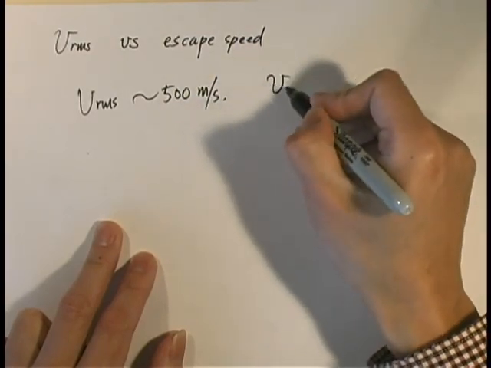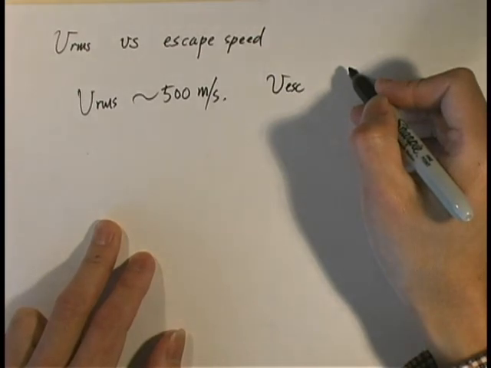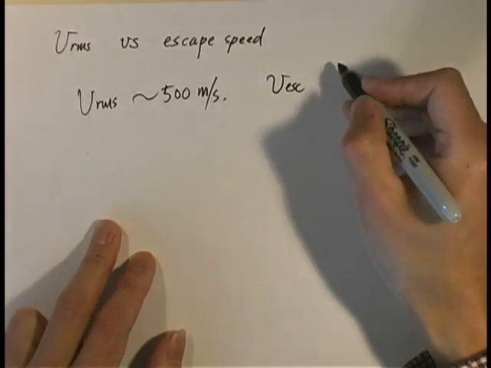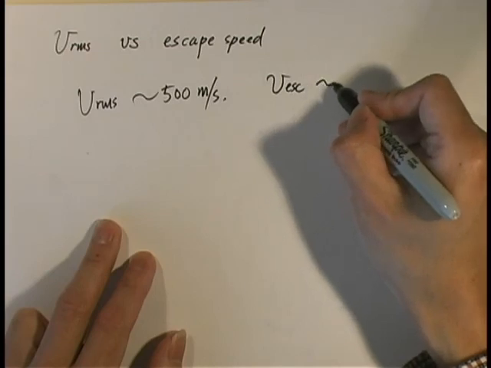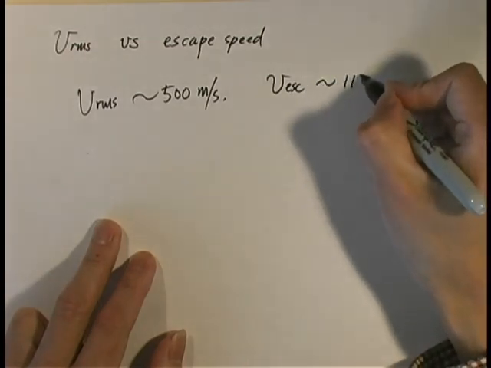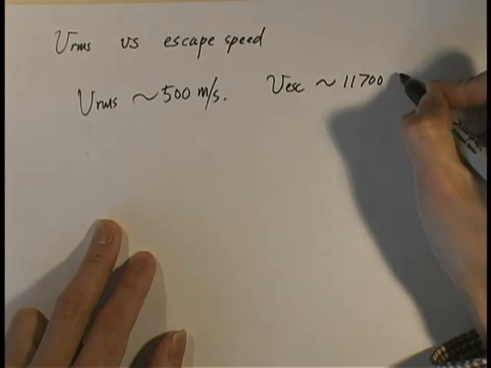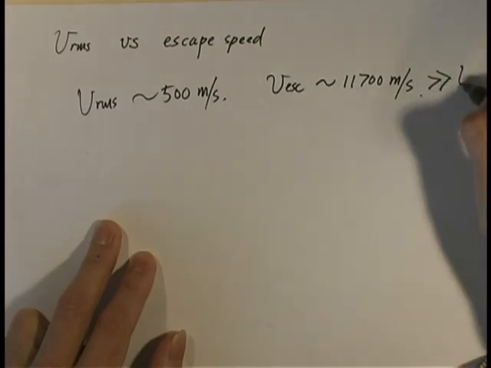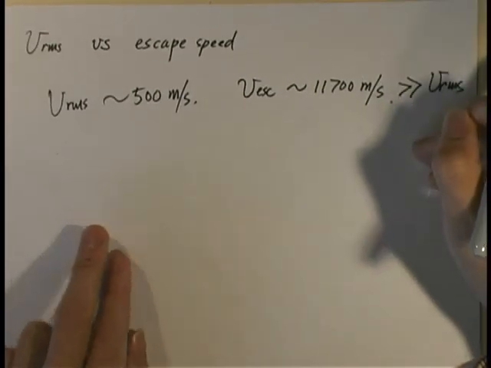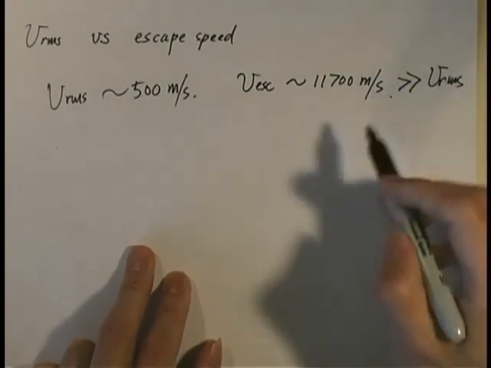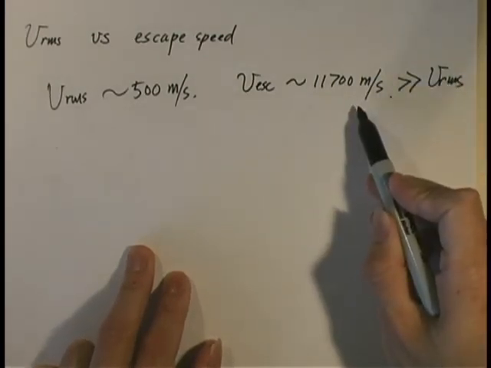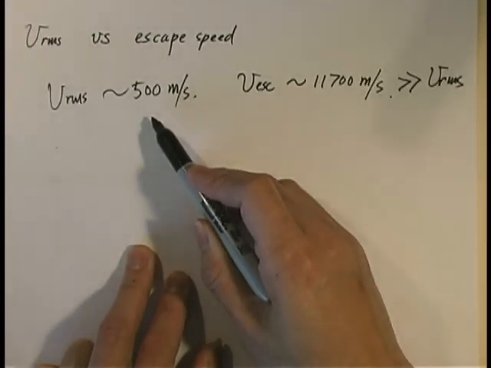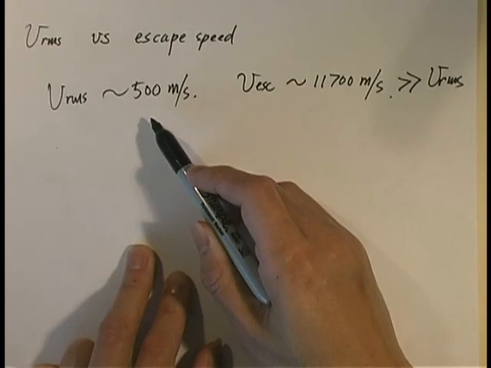Do you still recall the escape speed from Earth? What's the minimum speed it takes to totally get away from the Earth's gravitational pull? That is 11.7 kilometers per second, or 11,700 meters per second. You see, this is far greater than VRMS. In other words, the gravitational pull of the Earth is strong enough that the escape speed is much greater than the average speed of an air molecule in the atmosphere. This is why the Earth is capable of retaining a stable atmosphere.